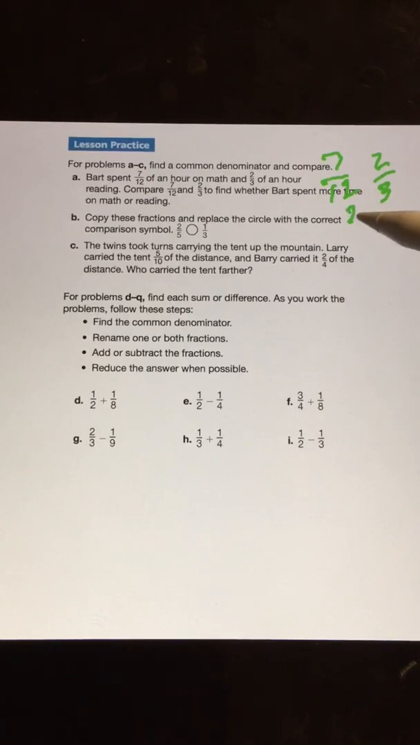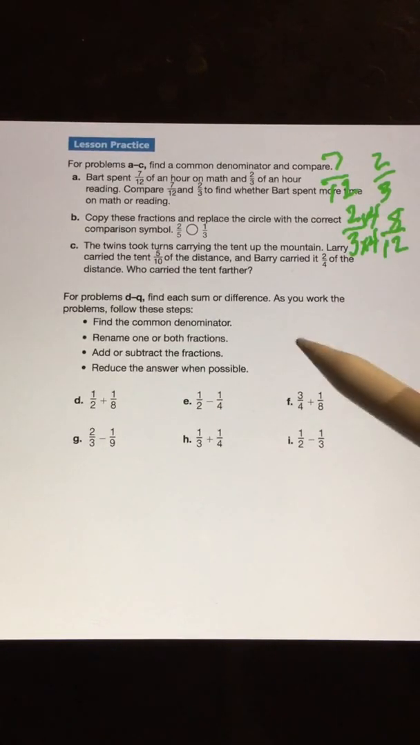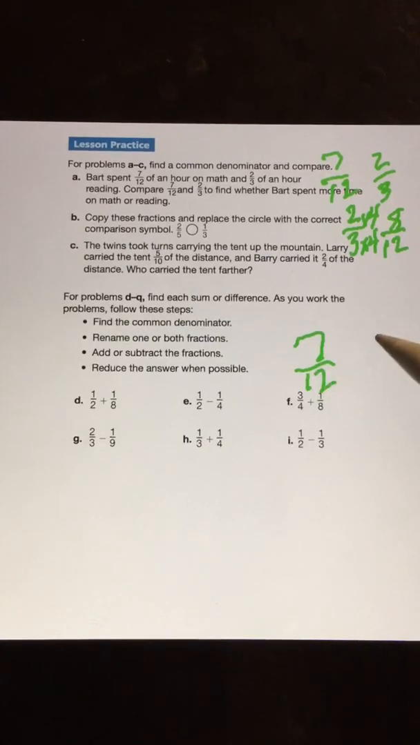So I'm going to change my 2/3. I'm going to put my 12 over here. How many times does 3 go into 12? Yes, you're right, 4. 2 times 4 is 8, so I have 8/12. All right, I am going to compare my 7/12 to my 8/12. Much easier comparison, correct?